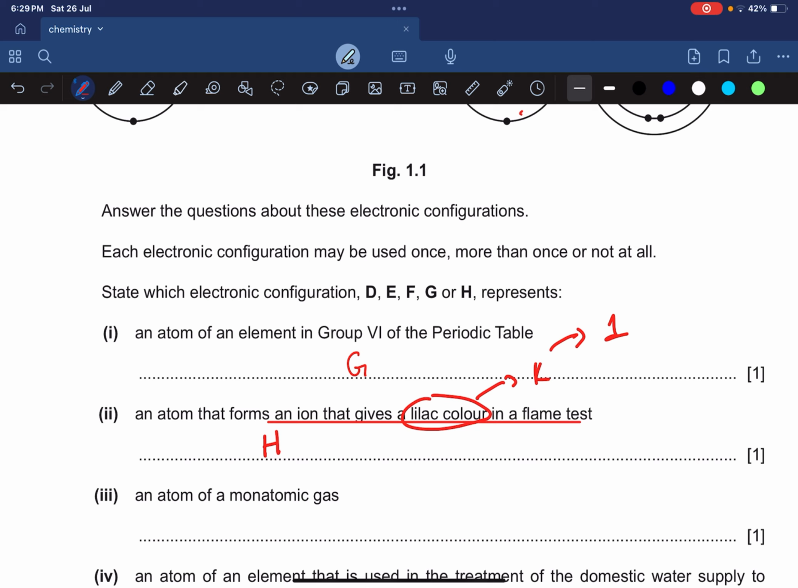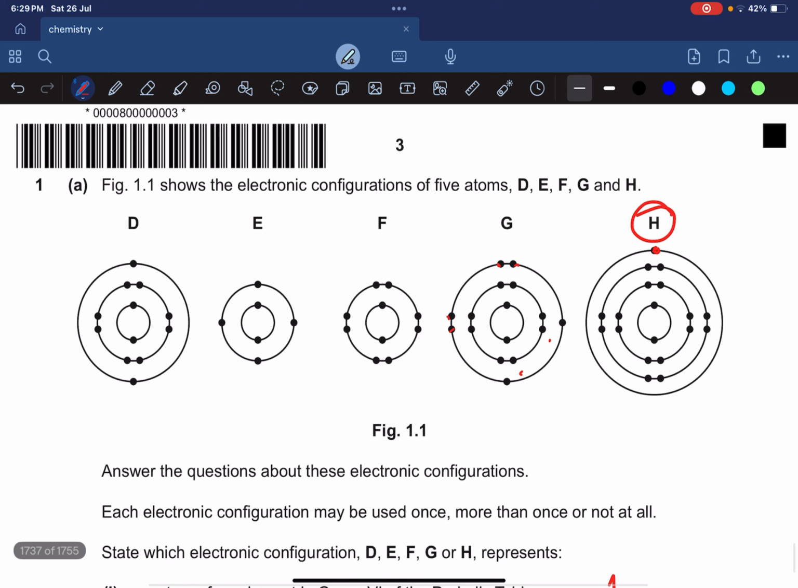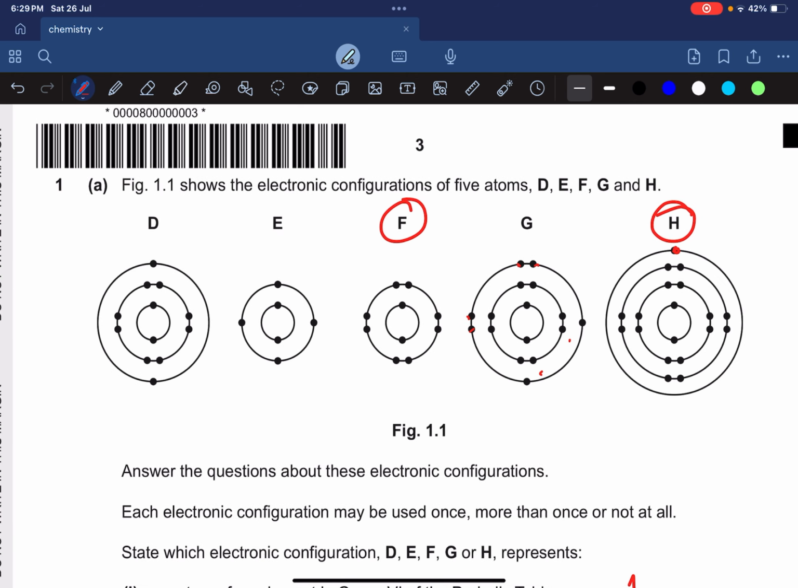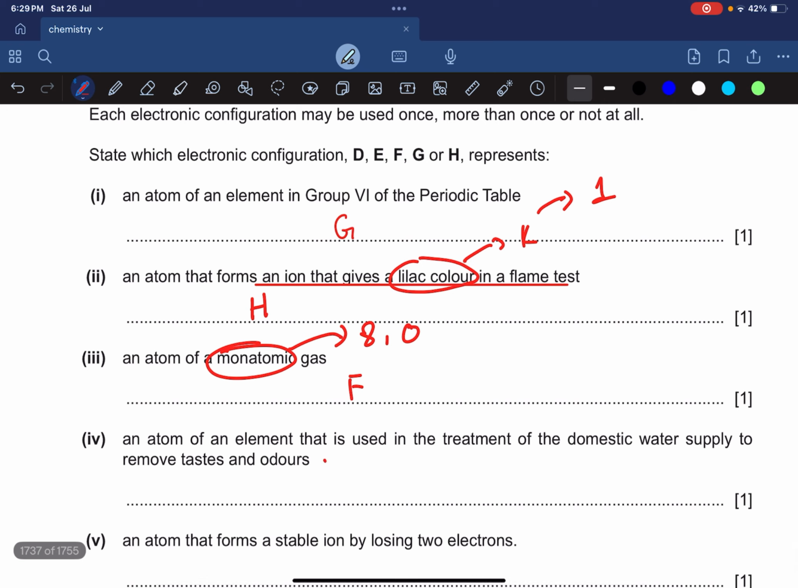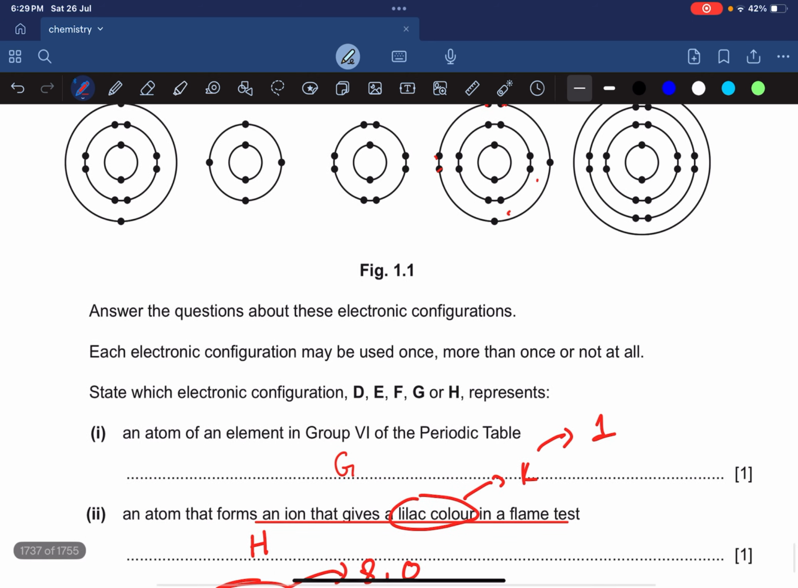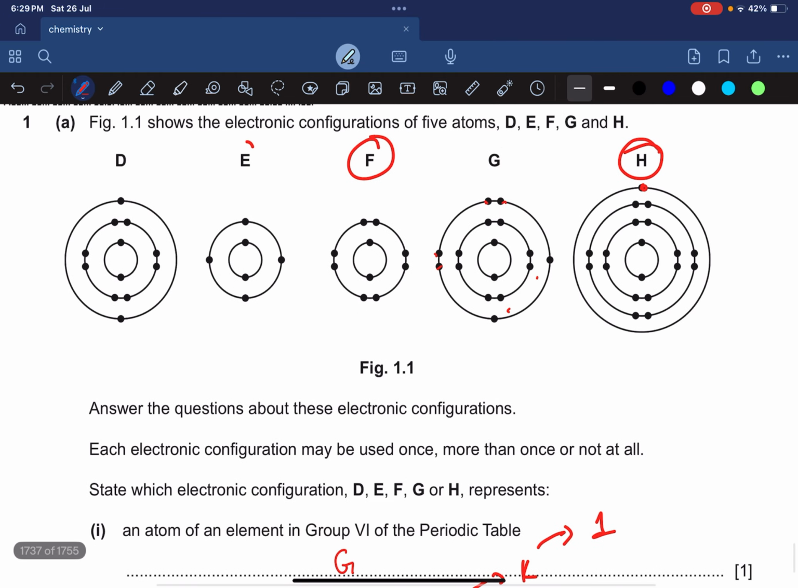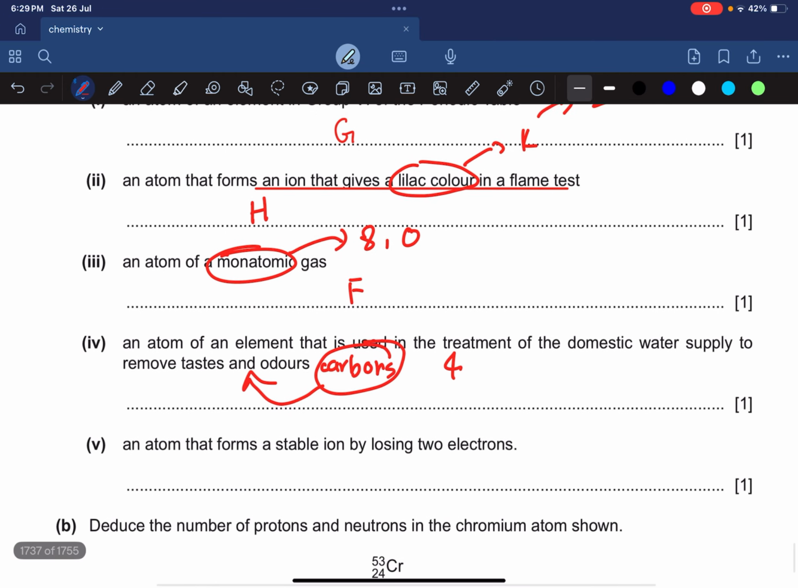An atom of a monatomic gas. Monatomic means group 8 or group 0. That's obviously the one that has a full outer shell. That's common sense, I guess. An atom of an element that is used in the treatment of domestic water supply to remove taste and odors. To answer this, you should be proficient with the syllabus. That's going to be carbon. Carbon is in group 4. If you go to the periodic table, carbon is in group 4, and being a group 4 atom, it has 4 electrons in its outermost shell, and that is E. Look over here, so it's going to be E.